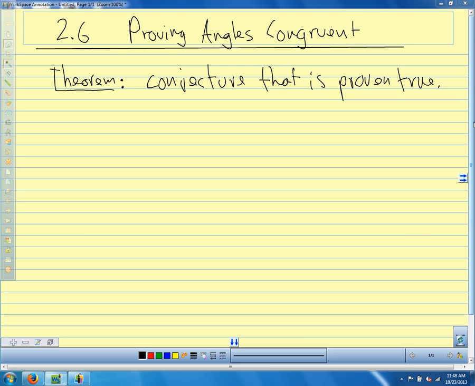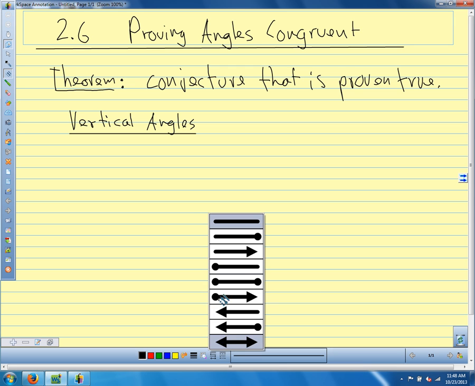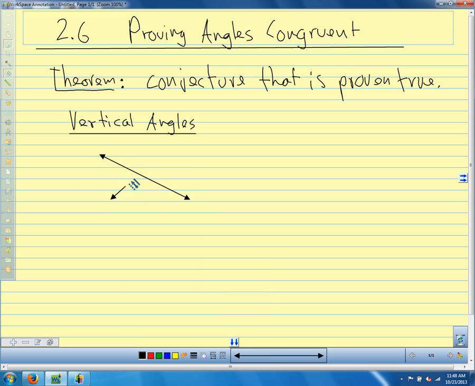So in chapter 1, one of the things we talked about was vertical angles. So let's draw a picture here and draw a set of vertical angles. We get vertical angles here when two lines cross, and I'm going to number these 1, 2, 3, and 4. And in chapter 1, who remembers, what did we say about angles 2 and 4?